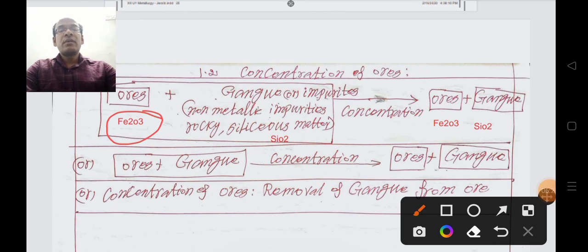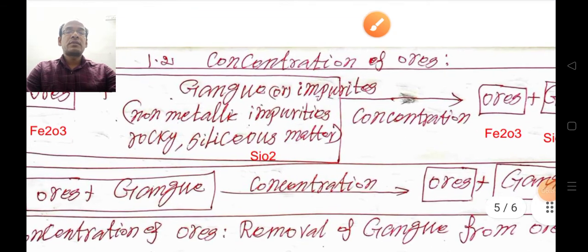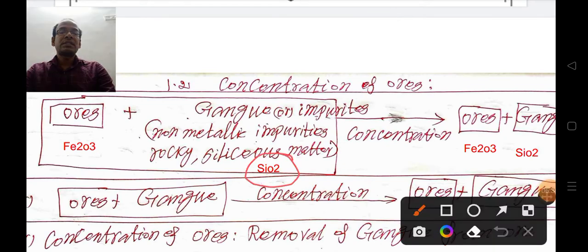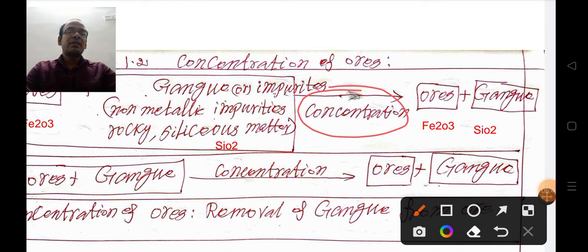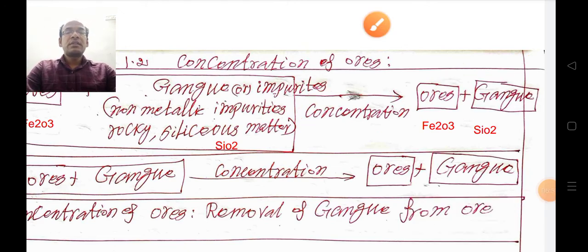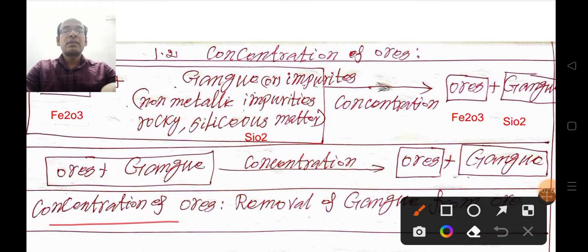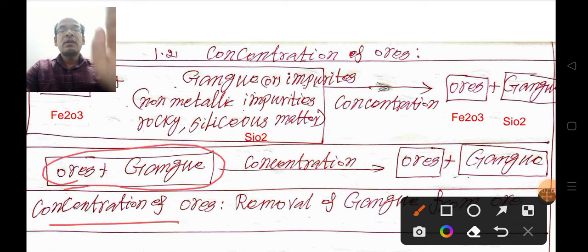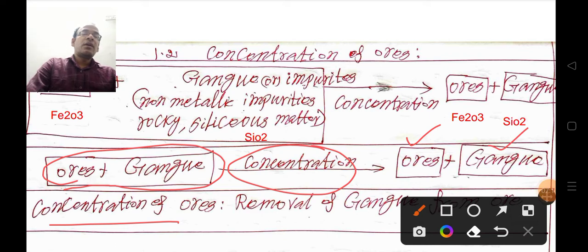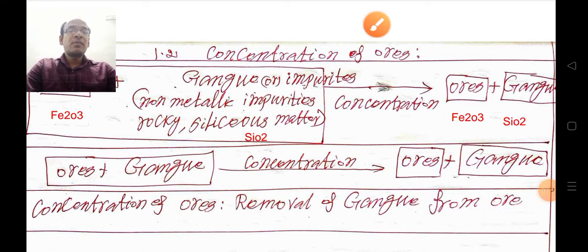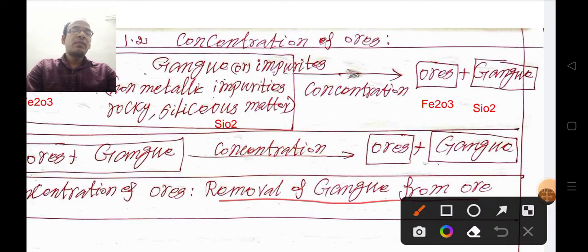For example, Fe2O3 is the iron ore. The non-metallic impurity is SiO2. After the concentration, the ore Fe2O3 and the gangue are separated. That is called the concentration of ore. That is, ore plus gangue are always in joint form. After the concentration, ore and gangue are separated, or simply, removal of gangue from the ore.